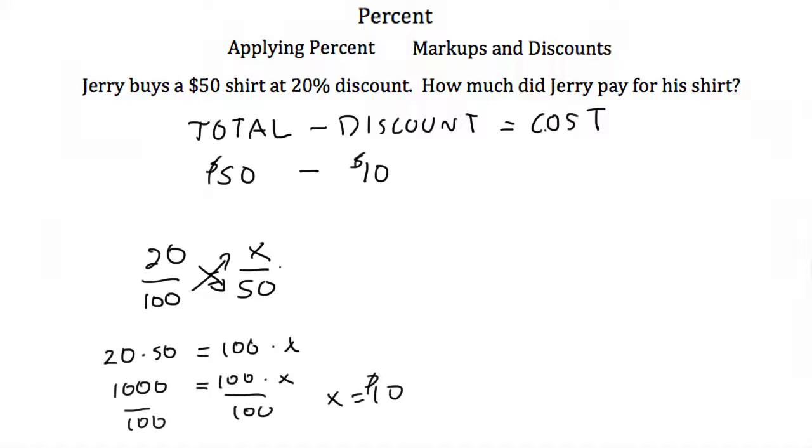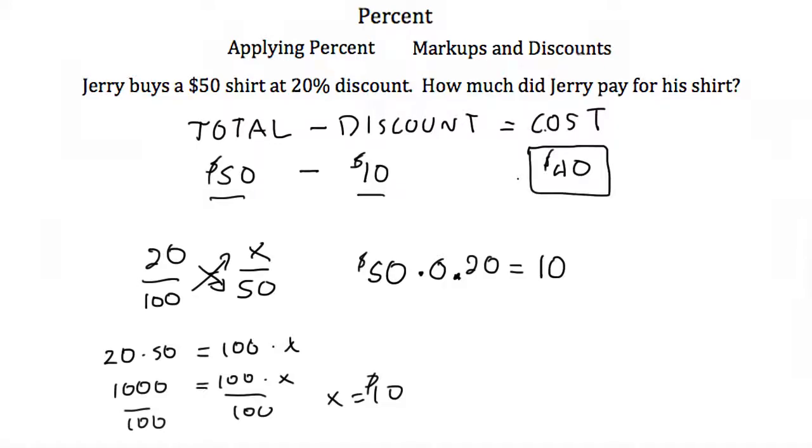Now if you wanted to, you could use decimals. We have $50, and we want to find 20% of it. Now when you use decimals, 20% is 0.20. So if you take 50 and multiply it by 0.20, you still get 10. So either way you like to do percents, they both work. Now we found our discount to be $10. So the cost to Jerry is our total cost minus our discount. So the cost to Jerry is $40.